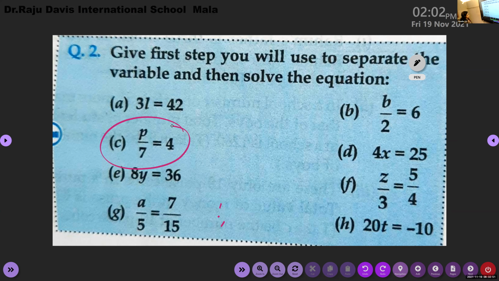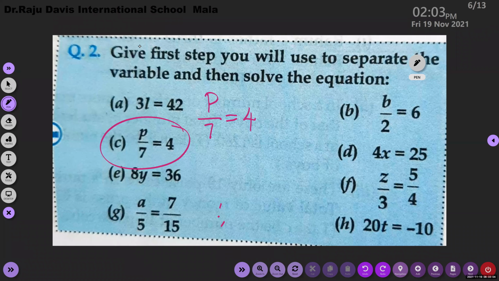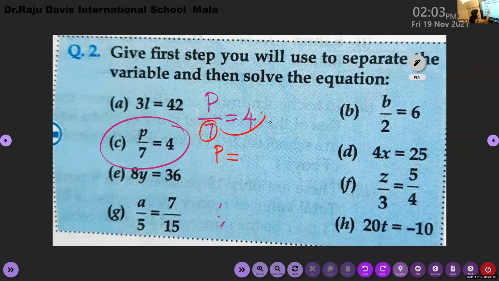P by 7 is equal to 4. Ma'am, 4 multiplied by 7. Very good. So P is equal to, we will take the 7 to this side. So this is the denominator here, it will become multiplied there. So what is P? Ma'am, 28. That's the answer. It is very easy. P is equal to 4 into 7, 28. Clear? Next problem.